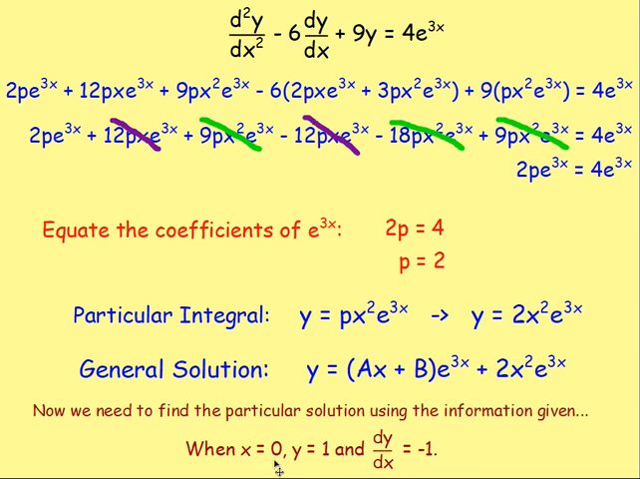We were told that when x was 0, y was 1, and dy by dx was negative 1. So we can get the particular solution. In other words, find the values of a and b. So let's start off then. Take that general solution. Let's replace x with 0 and y with 1.